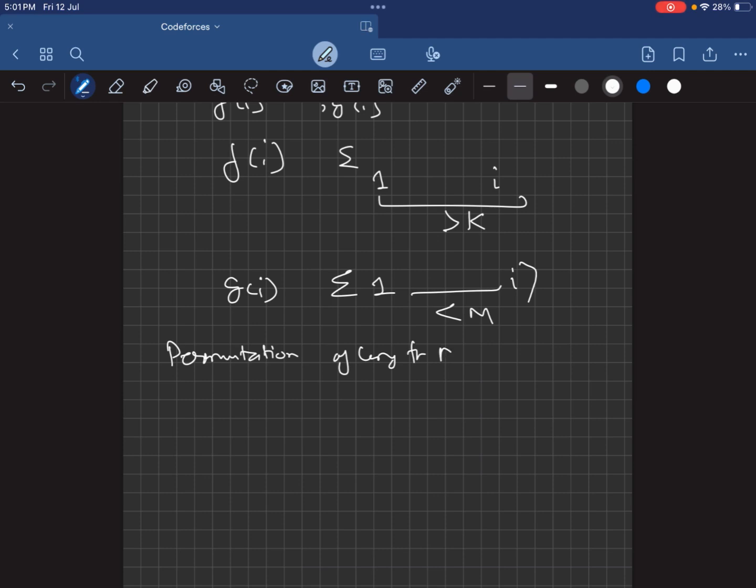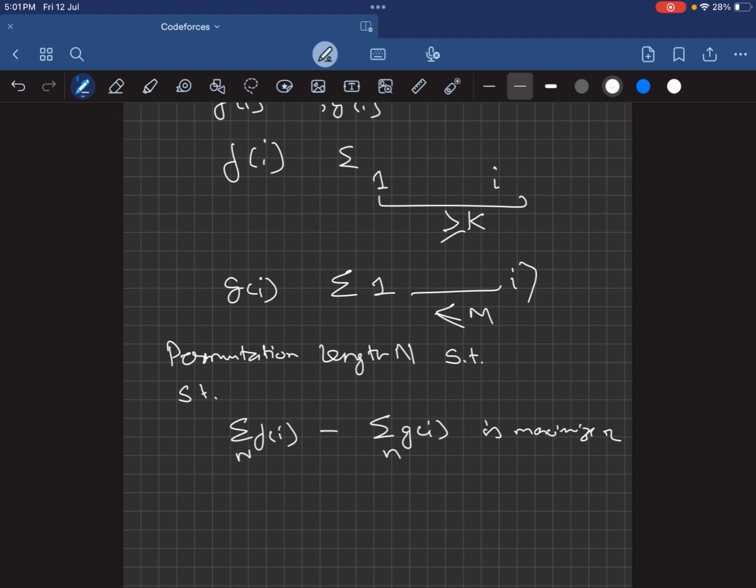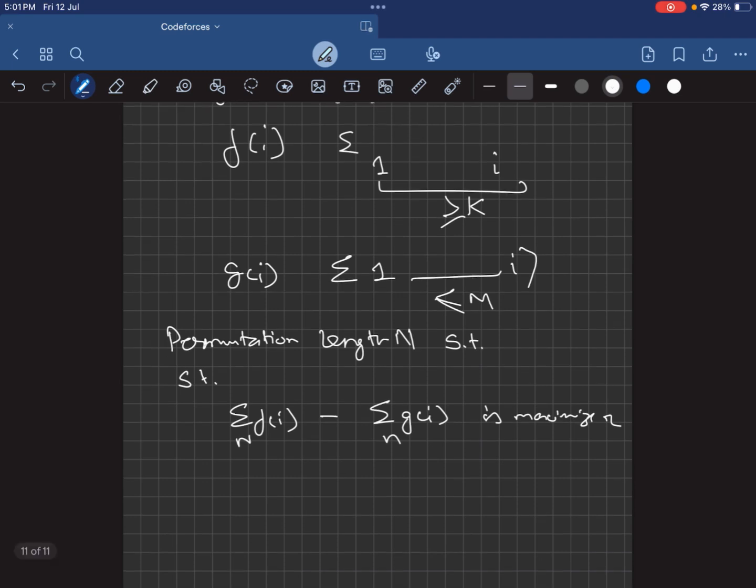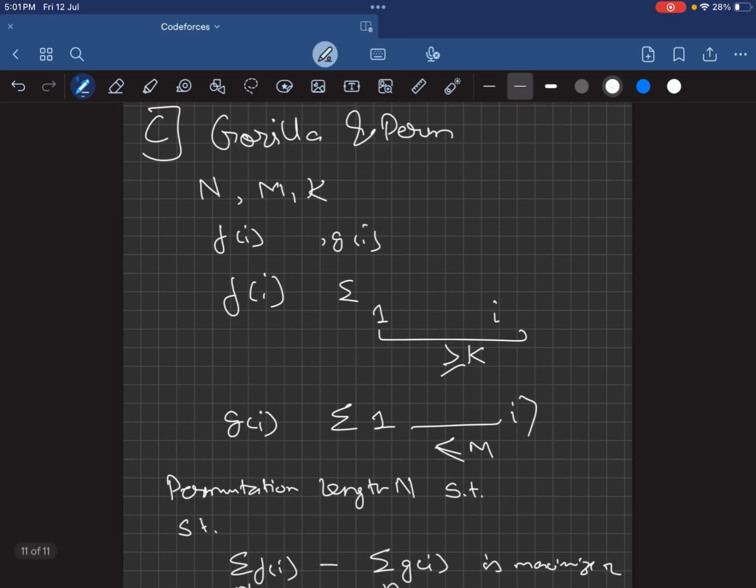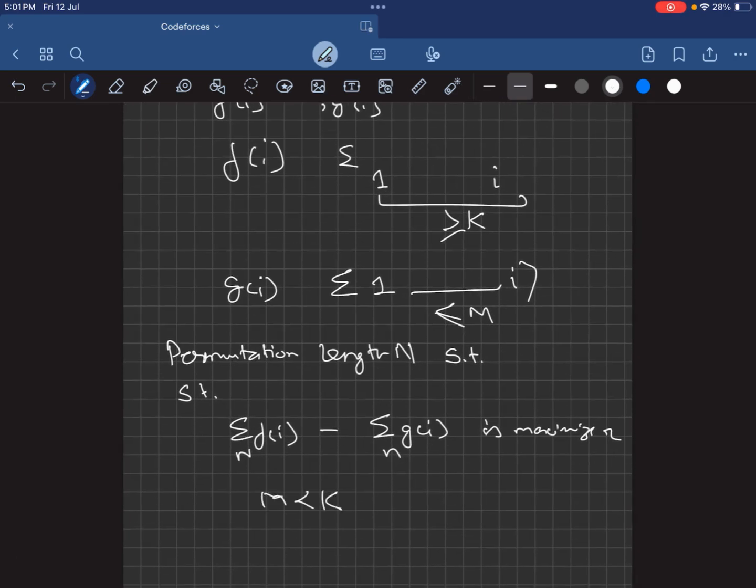So our task is to give a permutation of length n such that summation fi over all n minus summation gi over all n is maximized. It seems like a tedious question, but it's a pretty simple question. And it is guaranteed to us that m is less than k.